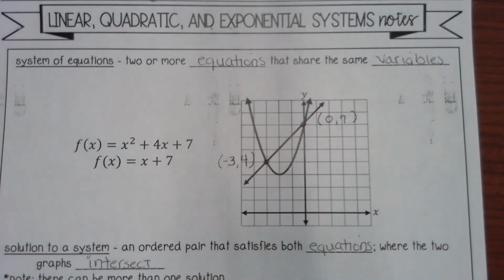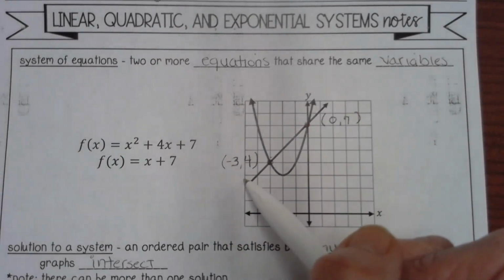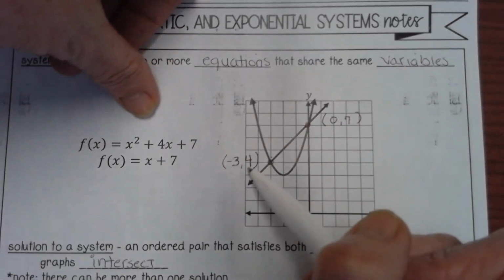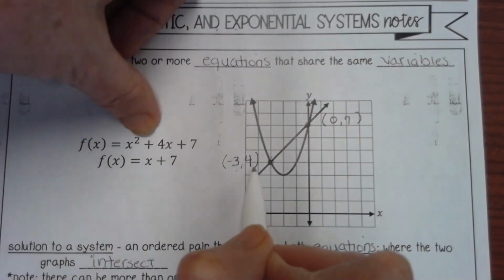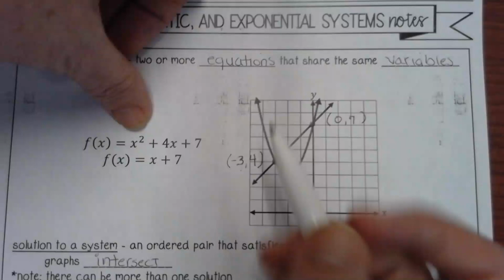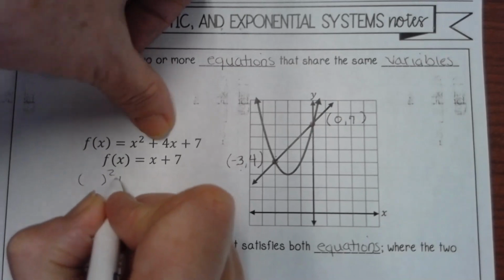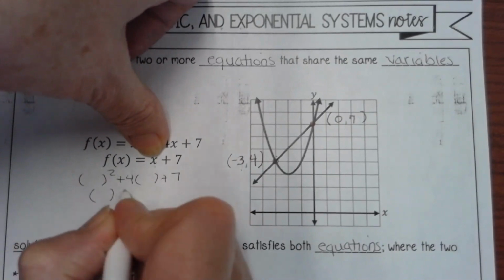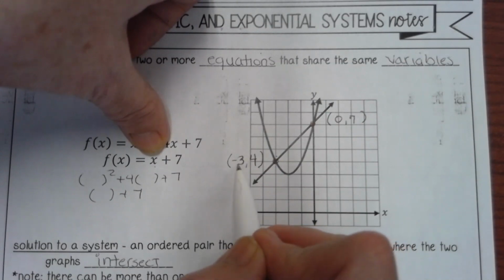How do I prove this? Well, what I do is I plug these into each equation, and I should get my y value in both of them. So, in other words, if I want to check these, I should plug the negative 3 in for this x, and I should get a 4 when I put that in the calculator. I should plug a negative 3 in here and get a 4. So let's just check that out. So for this one, it would be blank squared plus 4 blank plus 7. This one would be blank plus 7. So if I'm testing this ordered pair to see if it's a solution, I'm going to plug in the x.